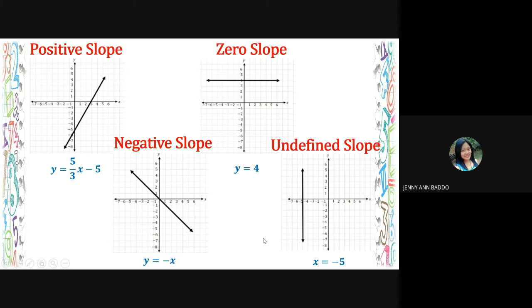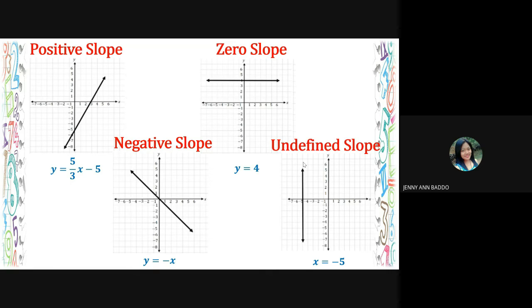Now, of these four linear equations, only the equation x equals negative 5 cannot be written in the form f of x equals mx plus b or y equals mx plus b. It's because it doesn't have the variable y. That means we cannot have a function. And if we're going to use a vertical line test to test whether the graph is a function or not, it will prove to us that the given graph is not a function because the vertical line test will pass through an infinite number of points on the given graph.